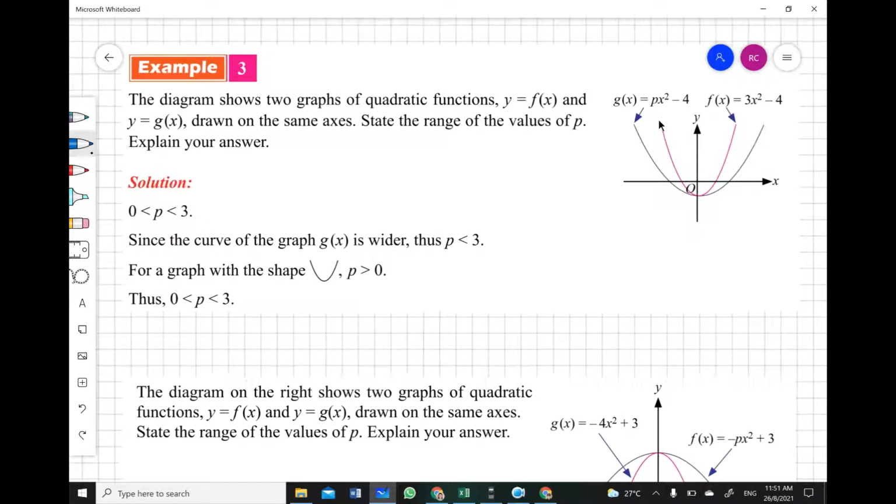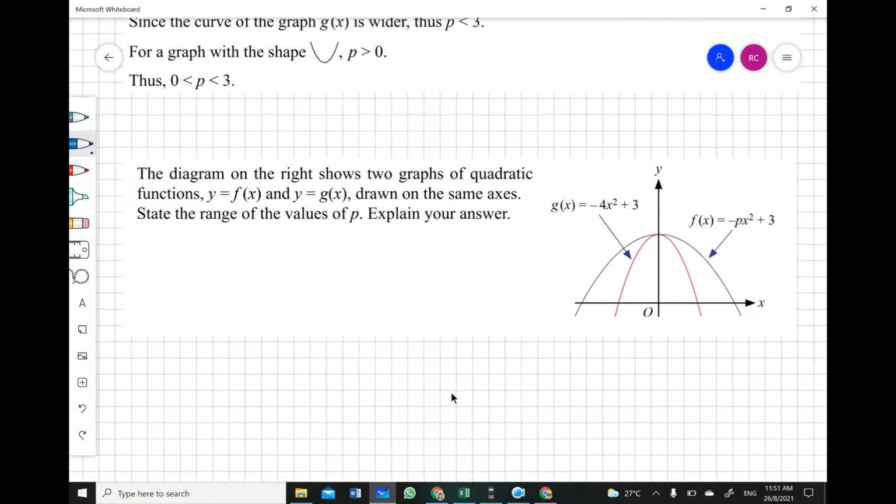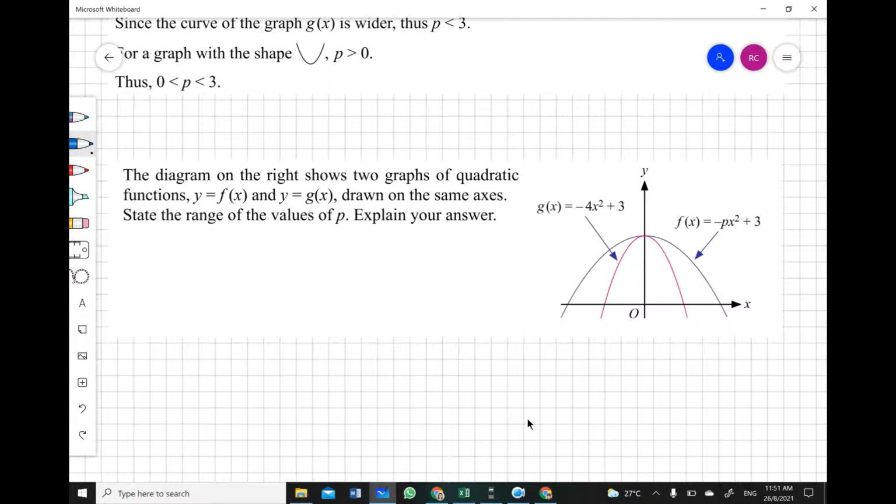When they ask you to find the value of the p over here, the range of it, you just need to mention that p is less than 3. Okay, because this one is wider, so p is less than 3 and then it is greater than 0, like this. Okay, when it comes to a negative function like this, same thing.